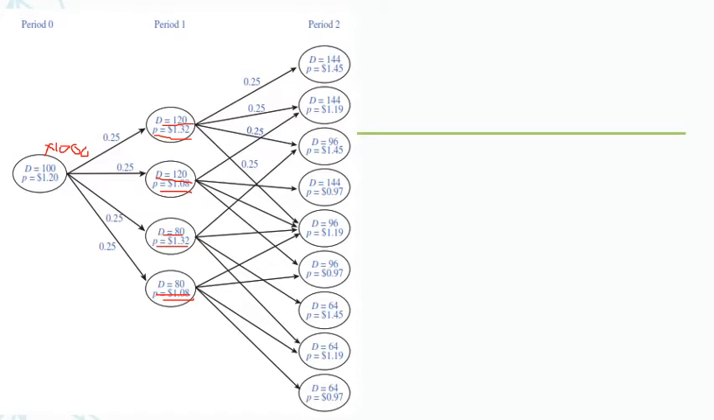D increases, P also increases. D increases, but P decreases. D decreases, P increases, and finally D decreases and P also decreases. Four combinations are possible. Now each of these combinations will again have four probabilities at time period 2, because, as we have just discussed, he has divided this into three periods: period 0, period 1, and period 2.